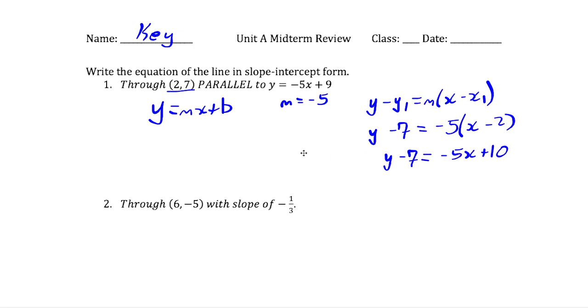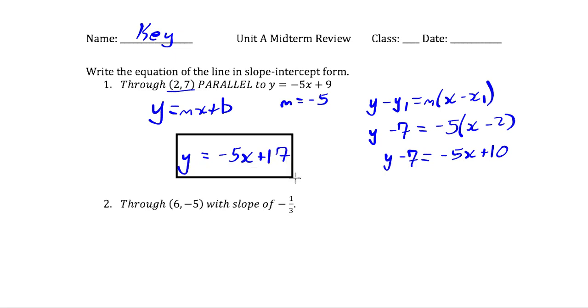And then I can add 7 to both sides. So I get y is equal to negative 5x plus 17. And that's my answer for that one. Notice if I start with point-slope form, it will actually fall back into slope-intercept form just by me solving for y, isolating the y. And that's it.